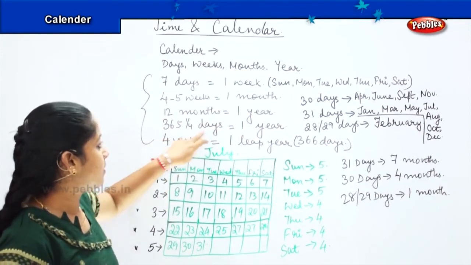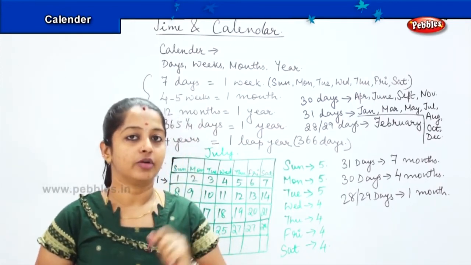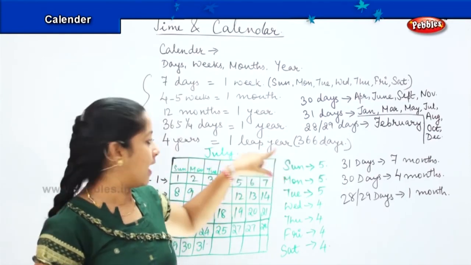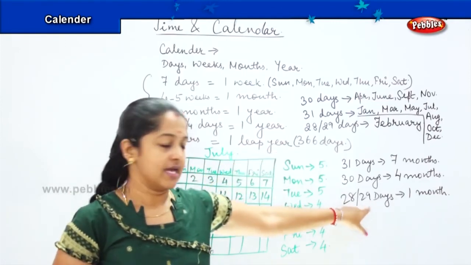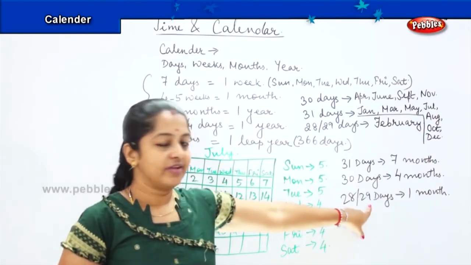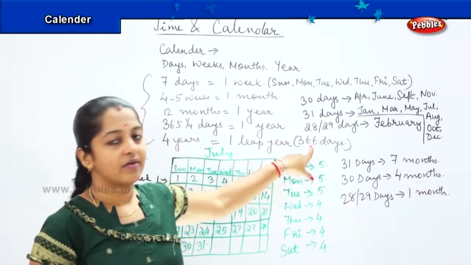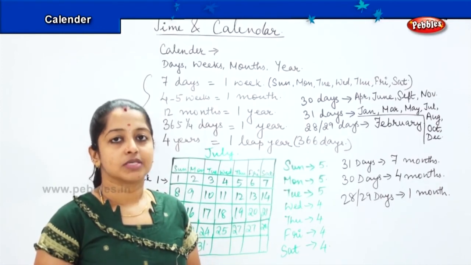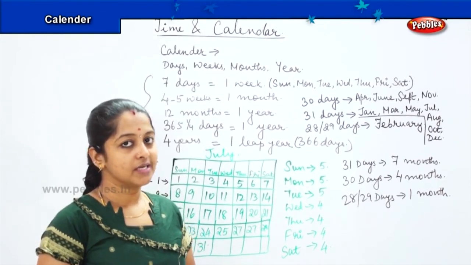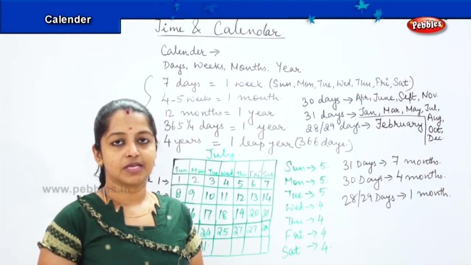Now, since we have 365 1 by 4 days, when you add this 1 by 4 four times, it becomes one full day, right? So that is why 4 years make one leap year. And on the leap year, you have February as 29 days. So the year which is a leap year will have 29 days in February, and that particular year will have 366 days. So a leap year comes once in every 4 years. So is it clear, children? Are you clear with the calendar? Shall we do some sums based on the calendar?